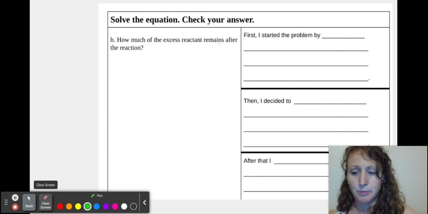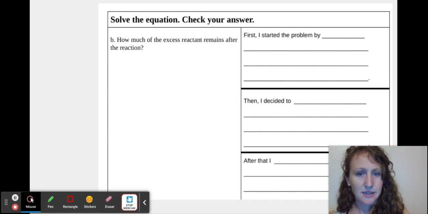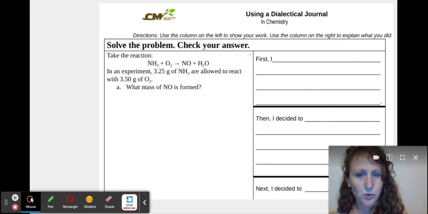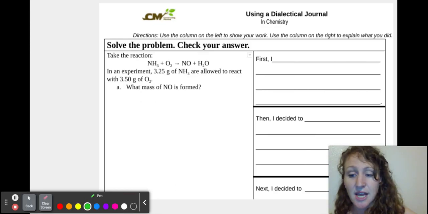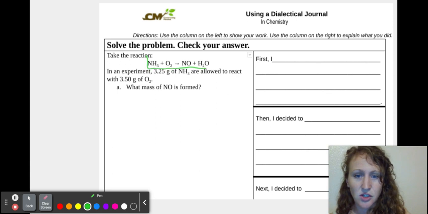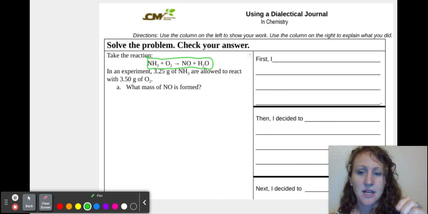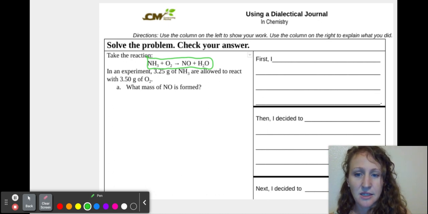All right, so let me go back to the beginning of this problem. Okay, so here we go. Take the reaction. We have ammonia reacting with oxygen to form nitrogen monoxide and water. In an experiment, 3.25 grams of ammonia are allowed to react with 3.50 grams of water. What mass of NO is formed?